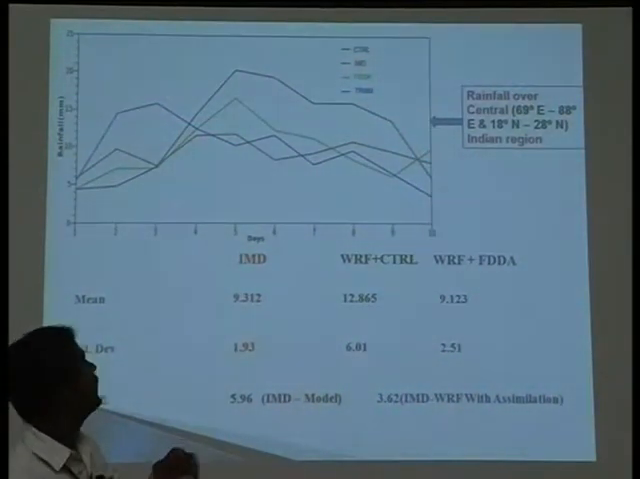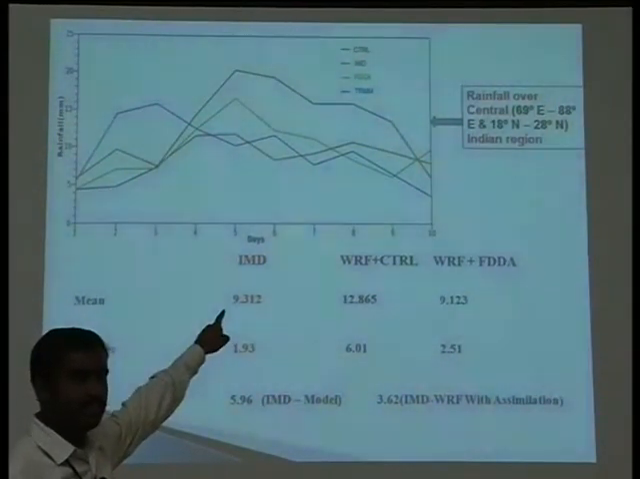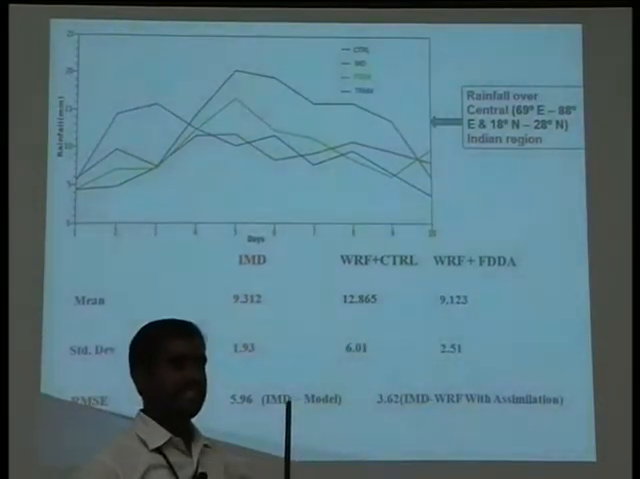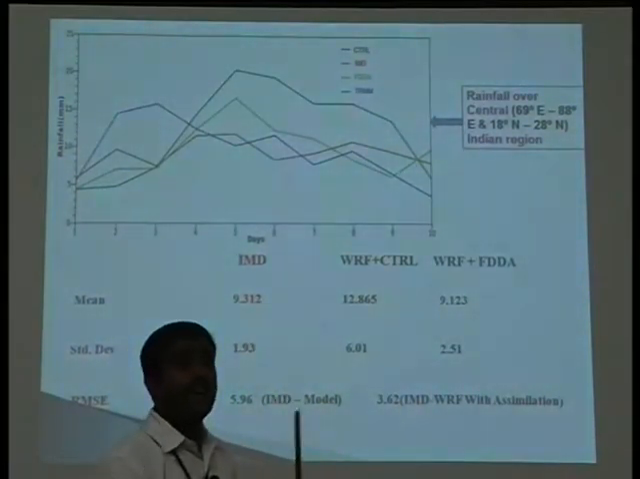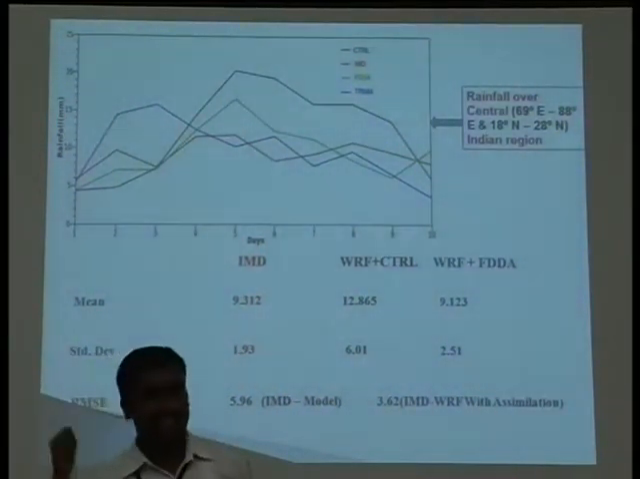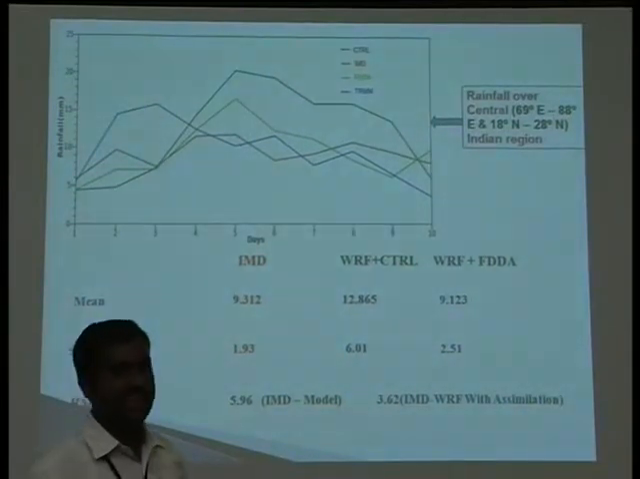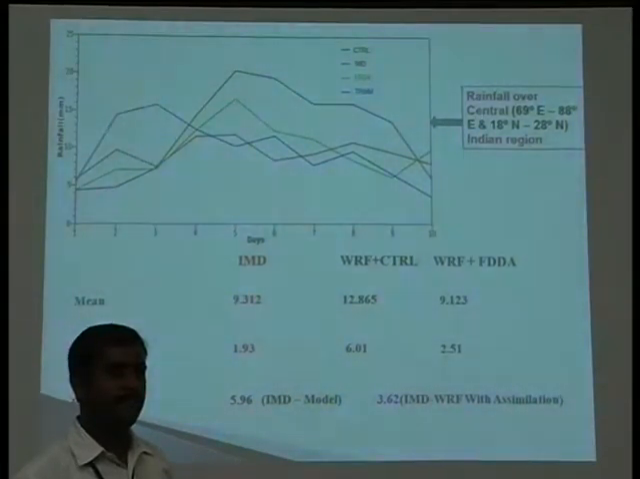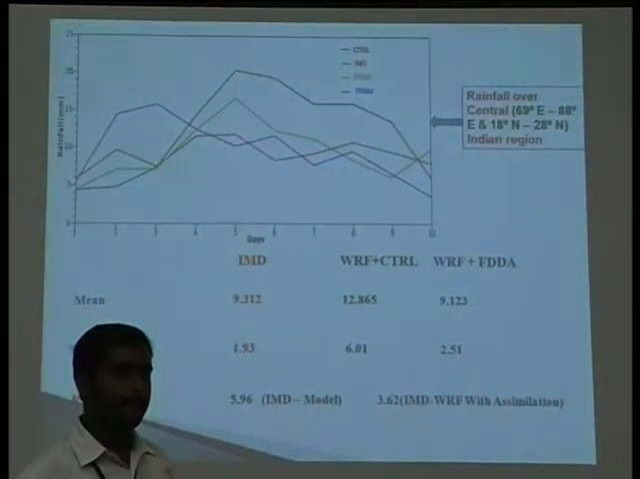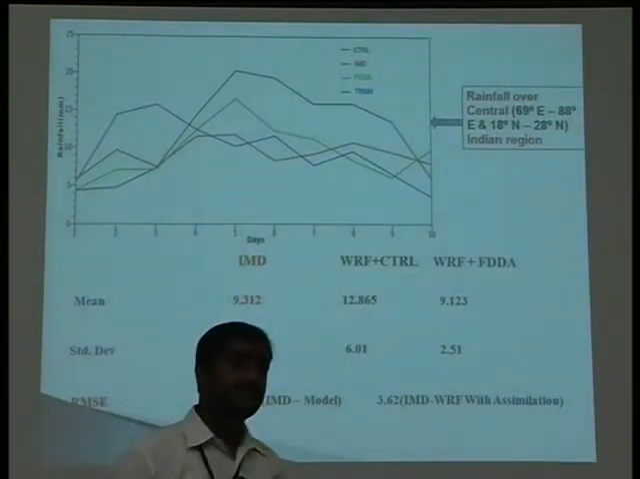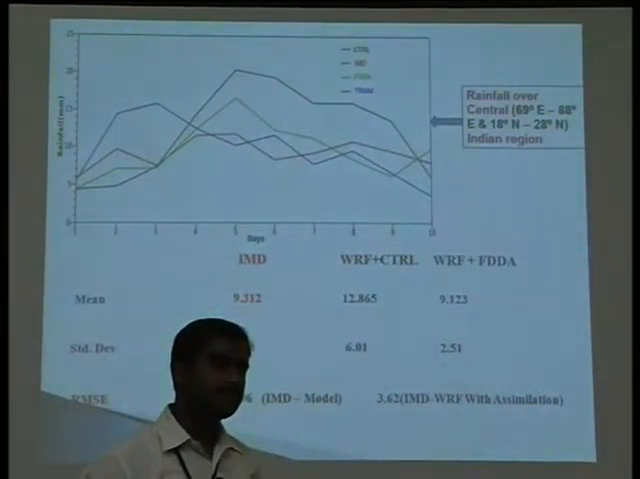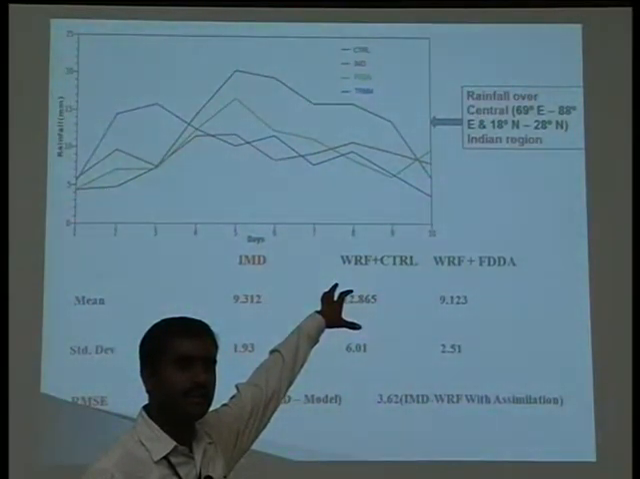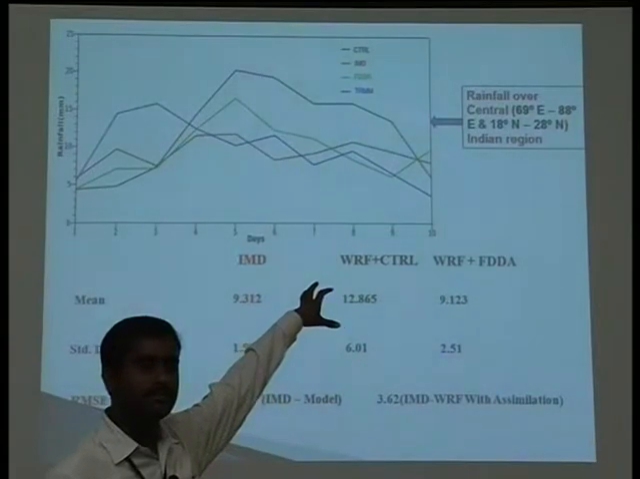Control run without assimilation. No, it is not innovation. This is the model with 45 kilometer resolution, I have shown those details. So how do you compare the different quantities with each other? Do you use some interpolation or just compare? This is an area average over the central Indian box. Is it okay?